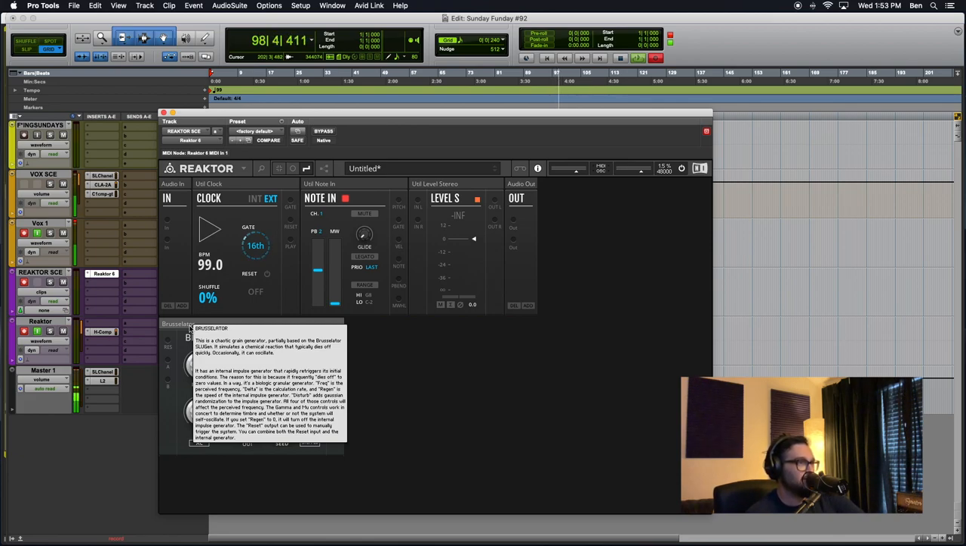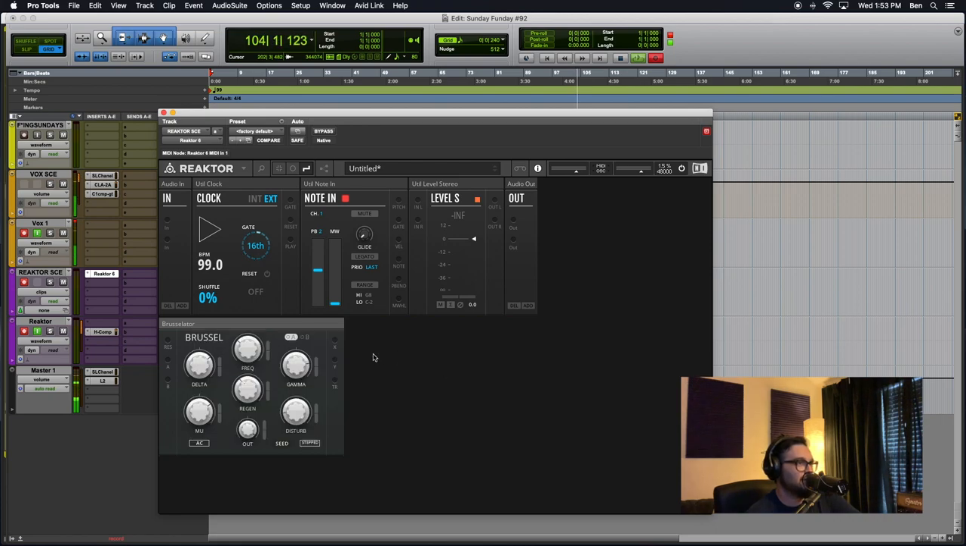If you set regen to zero, it will turn off the internal impulse generator. The reset input can be used to manually trigger the system, and you can combine both reset input and the internal generator. So chaotic outputs. Trigger output outputs a trigger whenever the system is reset. This is equal to the sum of the internal impulse generator and the seed panel control.